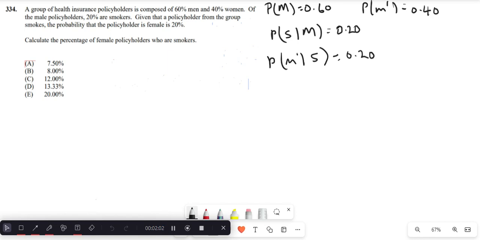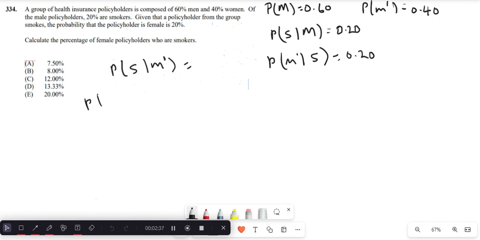So now I need to calculate the percentage of female policyholders who are smokers. So this is a conditional probability. So this translates to, given that a person is female, what's the probability that person smokes? Alright, so in order for me to figure out what this is, I'm going to first figure out what the probability of S is.